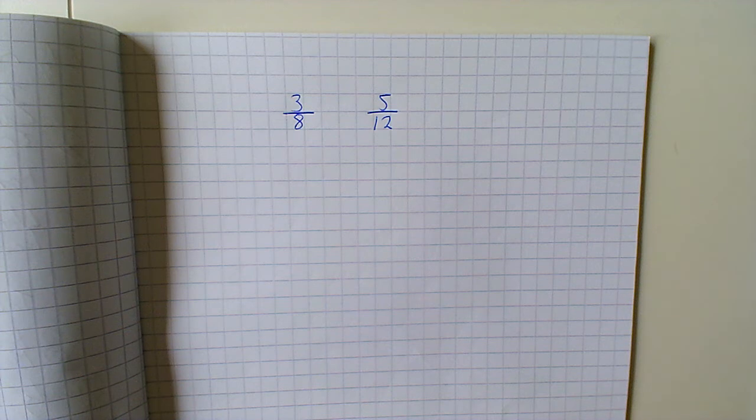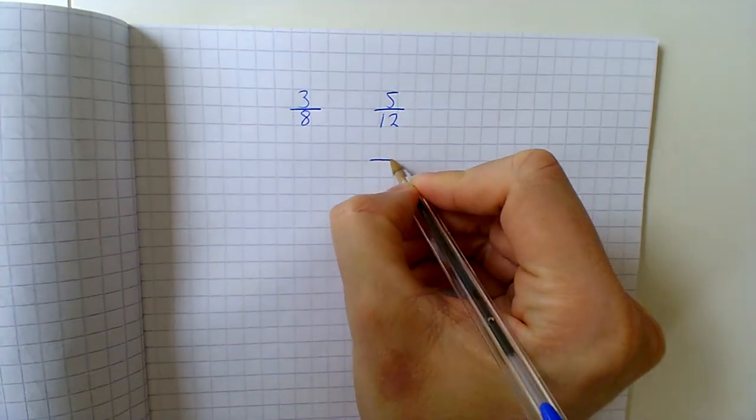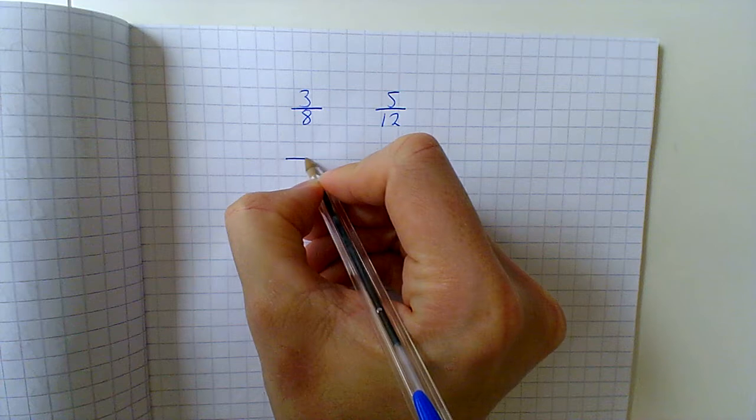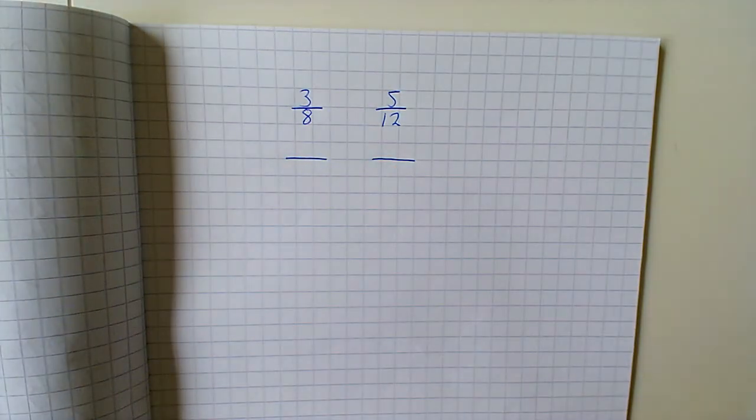In order to compare the fractions, they need to have the same denominator. So we're going to look for a common denominator for both 8ths and 12ths. Okay. To find a common denominator, it has to be a multiple of both 8 and 12. A multiple means that it's in both the 8 and 12 times tables.